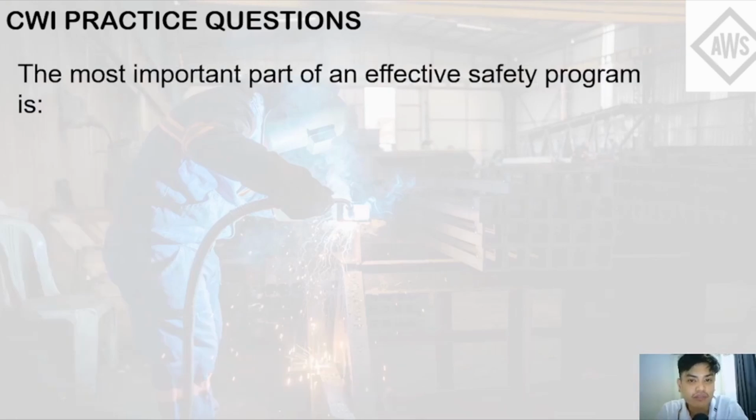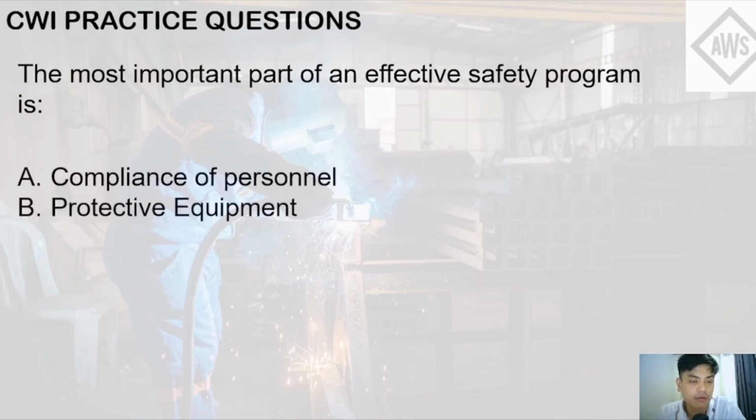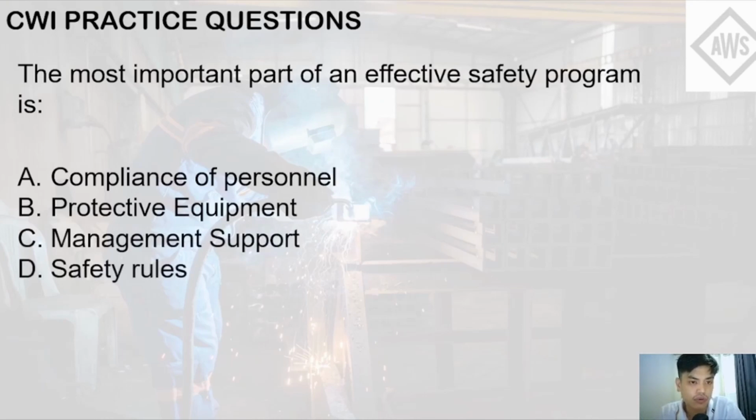The most important part of an effective safety program is: A, compliance of personnel, B, protective equipment, C, management support, D, safety rules. So in order for a safety program to be effective, what do we need basically? So what is the most important aspect of it? So letter A, compliance of personnel. Compliance of personnel is needed for an effective safety program to be conducted, but it's just one piece of the puzzle, and it's not the most important part.